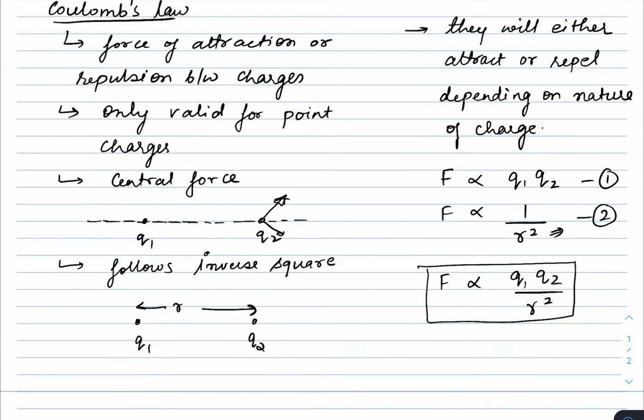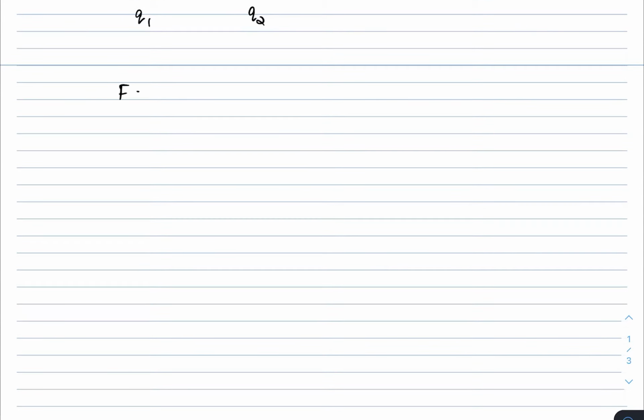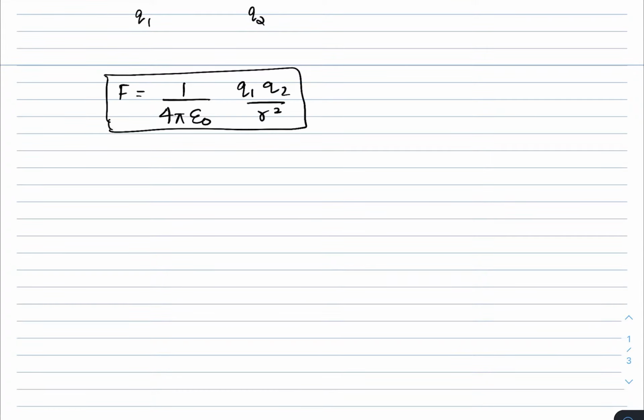If I remove the proportionality sign, the constant appears, so it is F equals 1 by 4 pi epsilon naught times q1 q2 divided by r square. This is my final result. This 1 by 4 pi epsilon naught can be written as small k, and its value is 9 into 10 to the power 9, which is a very high value. That's why we can see two charges being attracted towards each other or repelled, right? So the value of k is very high.